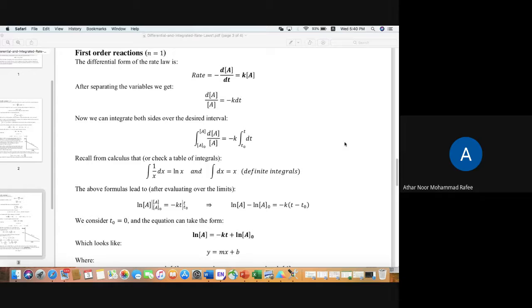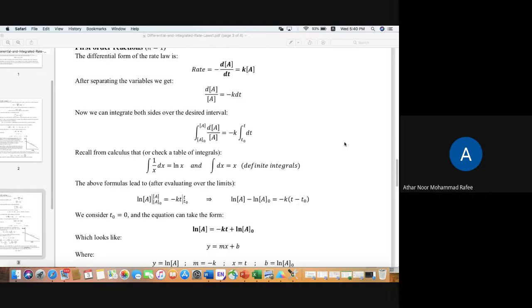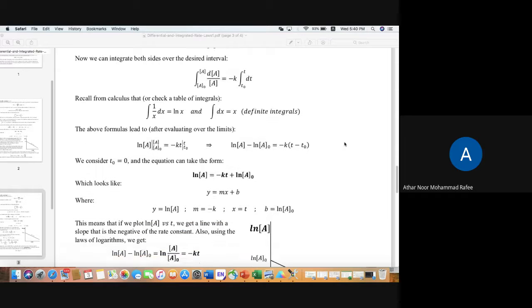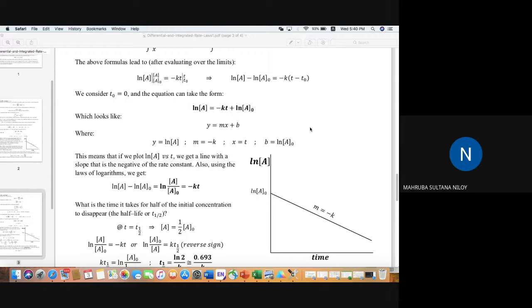The lower limit is t naught and the upper limit is t. After putting the limits, we get ln A minus ln A naught equals minus k into t minus t naught. Here t naught is simply 0, we put the values, and then finally we get ln A equals minus kt plus ln A naught. Here we compare this formula with the straight line equation, and we get m, which is slope, equals minus k, and b equals ln A naught, and y equals ln A. Okay, thank you very much.